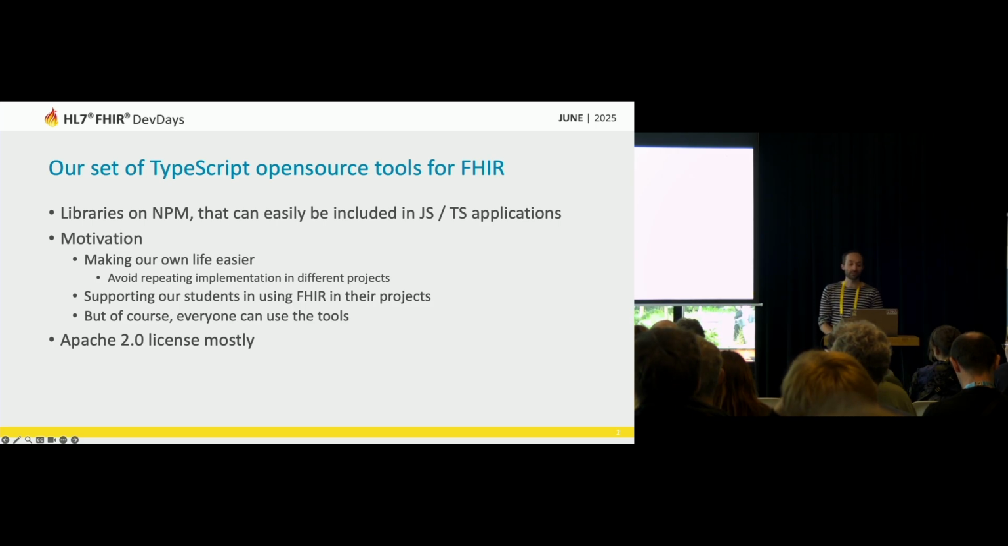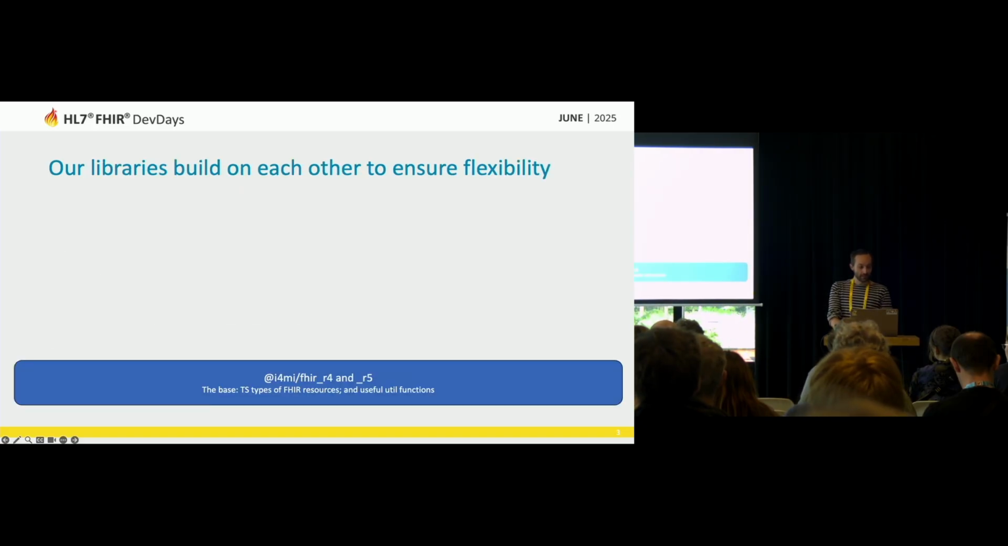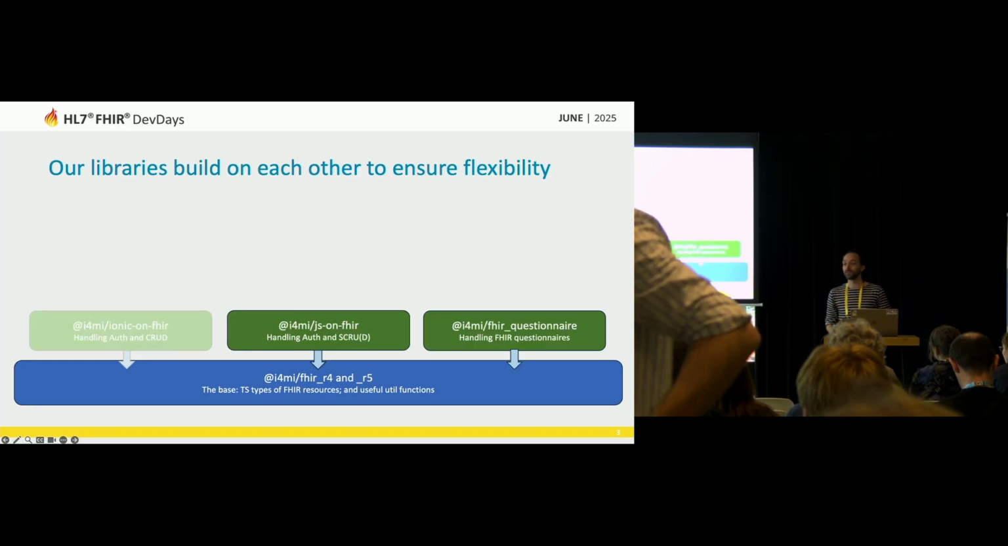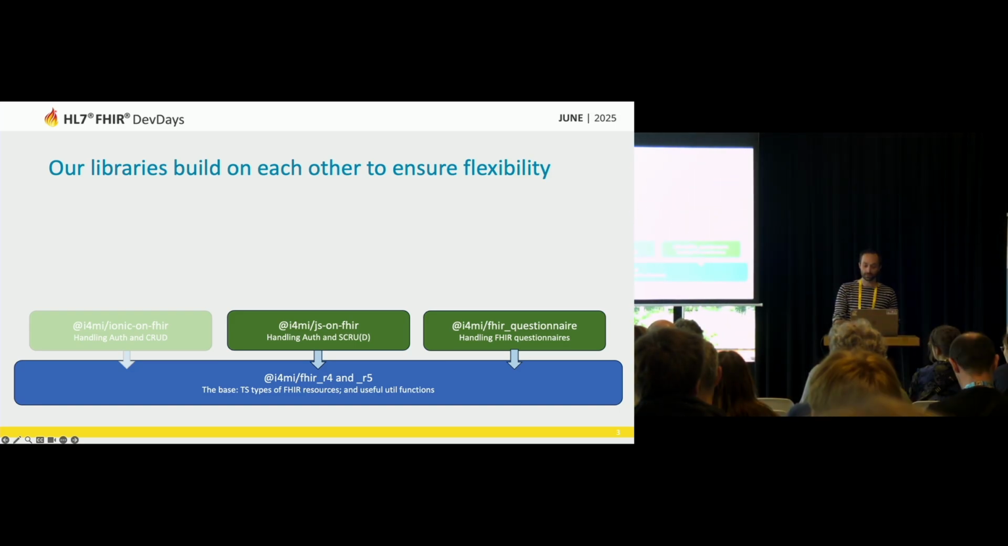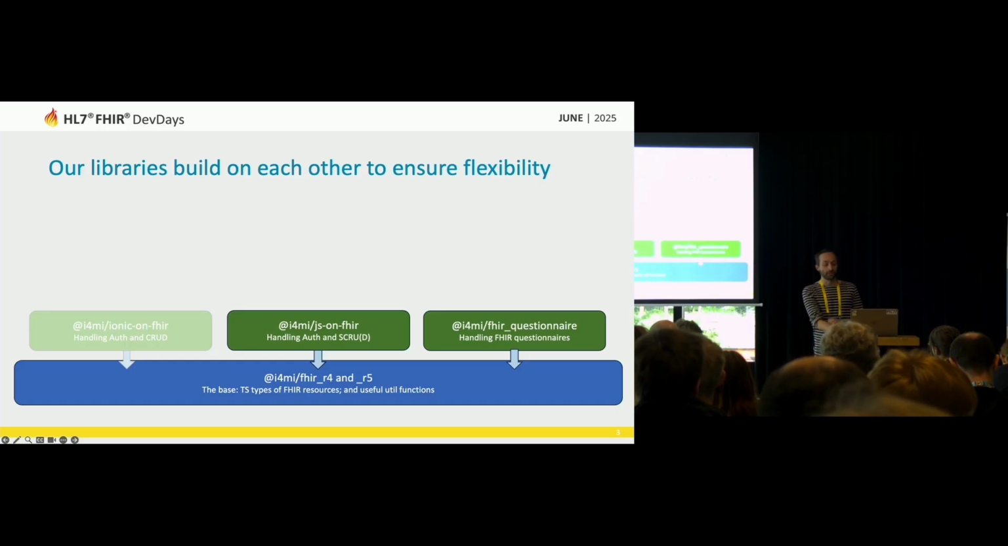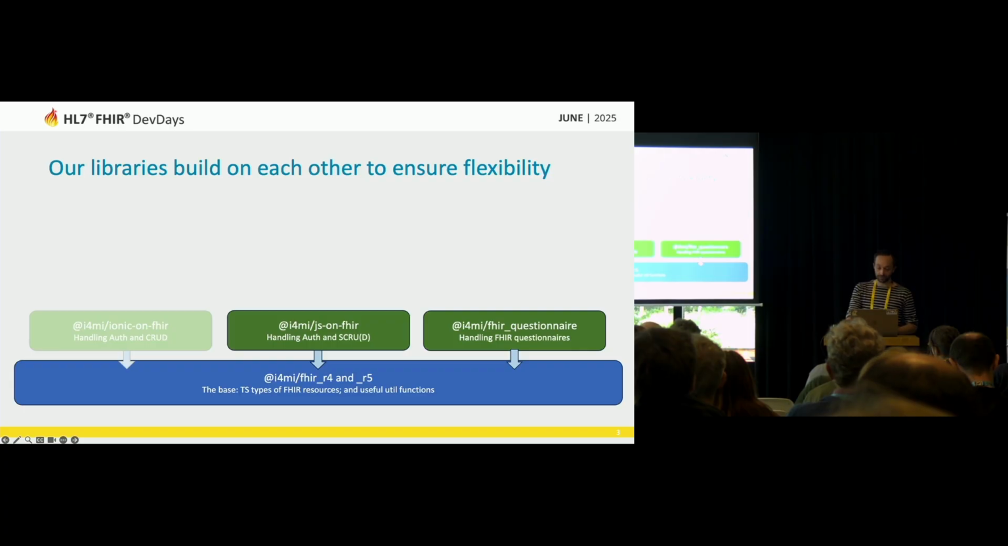I'm not a lawyer, but I think with the Apache 2 license, it's pretty straightforward and easy to go. The libraries are split up into different packages to ensure flexibility. We have this base package that does types of FHIR resources and data types and offers some util functions. On top of this, we have one library that handles the communication with the server, the authentication, and all this stuff. And I think the most important and interesting of all is the FHIR questionnaire handler, which I'm going to focus on in this presentation.